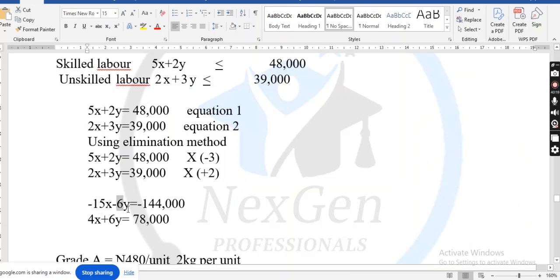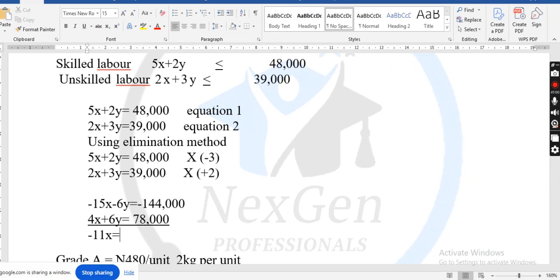When you eliminate, minus 6y plus 6y is 0. Is that not so, class? So, if this is 0, minus 15x plus 4x, what do you have, class? That's minus 11x. Minus 11x, right? Already minus 6 plus 6 has cancelled each other. Minus 4 plus 78, what do you have?